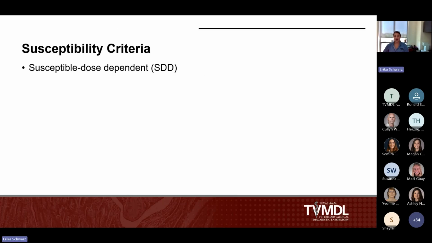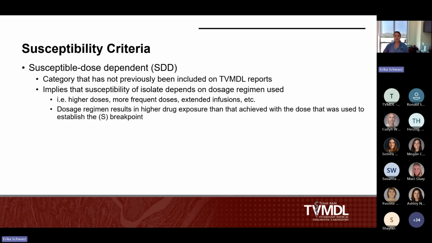There is a class called susceptible dose dependent. This is a category that has not been previously included in TBMDL reports. We're currently looking at incorporating some of these recommendations in our susceptibility reports, so stay tuned for that. But this implies the susceptibility of an isolate depends on the dosage regimen used. So for example, higher doses, more frequent doses, extended infusions. The dosage regimen results in higher drug exposure than that achieved with the dose that was used to establish the susceptible breakpoint.